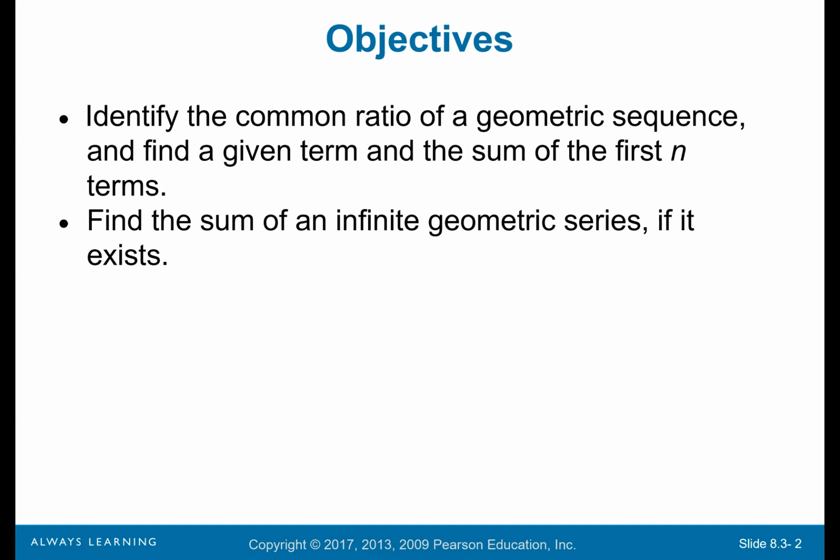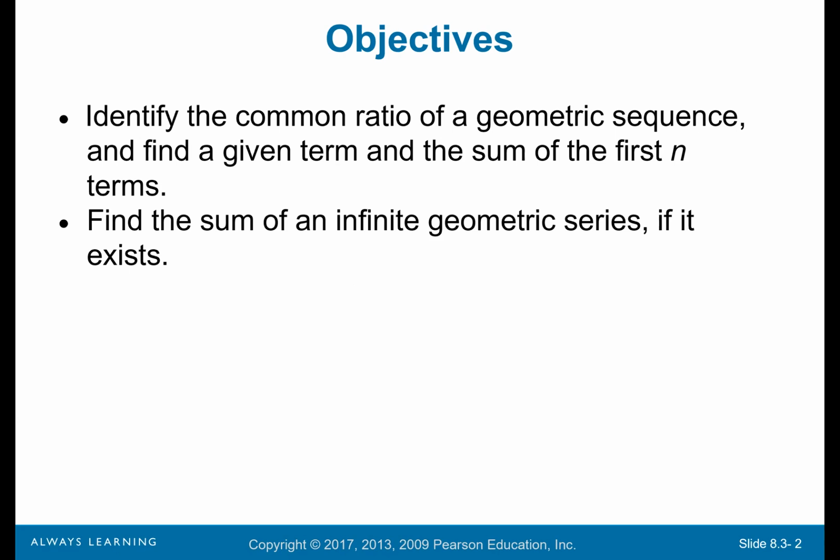Okay. The objectives today are to identify the common ratio of a geometric sequence. In an arithmetic sequence, you obtain the next term by adding the same number each time. A geometric sequence is one where we're going to be multiplying by the same number. So instead of having a common difference, we're going to have a common ratio. And so we're going to be able to identify the common ratio of a geometric sequence and find a given term and the sum of the first n terms. So very much like the first objective in the last section, except for dealing with a geometric sequence instead of an arithmetic one. And then we're going to find the sum of an infinite geometric series if it exists.